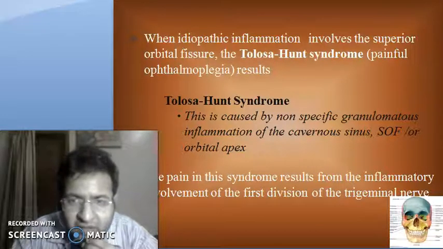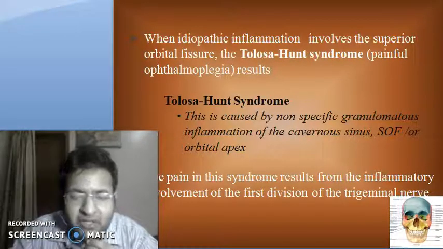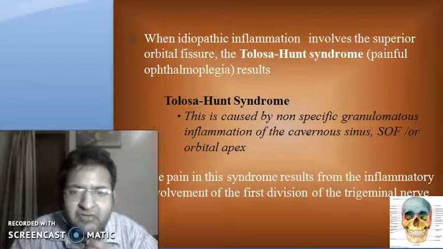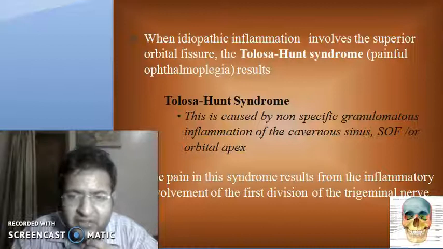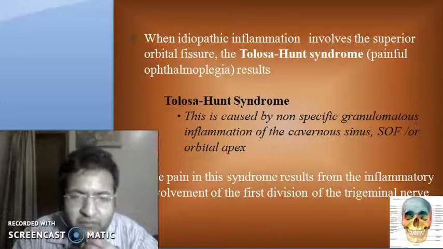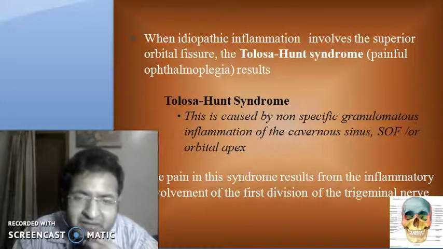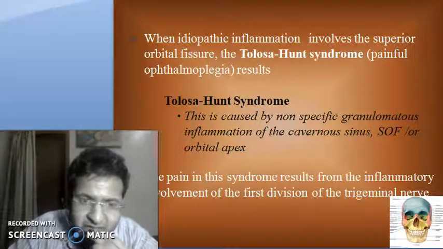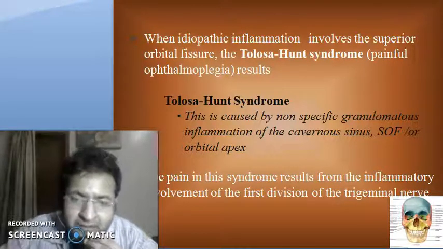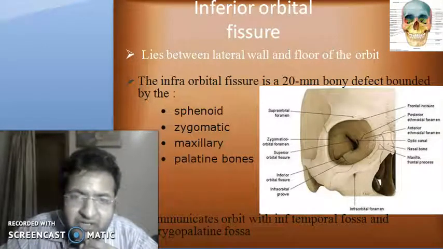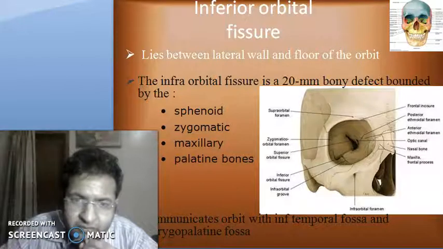This is a painful ophthalmoplegia due to idiopathic inflammation involving the superior orbital fissure. The inflammation is typically non-specific granulomatous inflammation of the cavernous sinus, superior orbital fissure and the orbital apex. The pain in this syndrome results from inflammatory involvement of the first division, the ophthalmic division of the trigeminal nerve. The inferior orbital fissure lies between the lateral wall and the floor of the orbit.